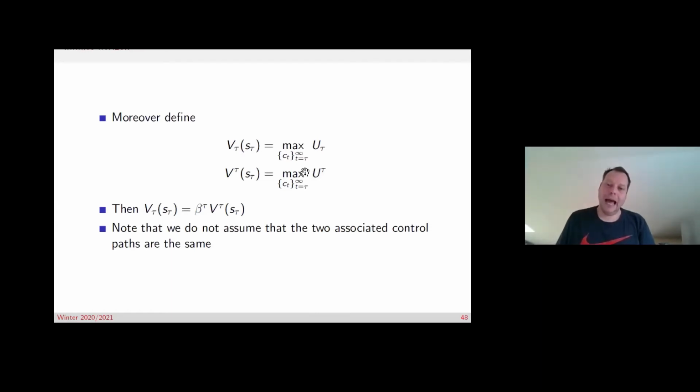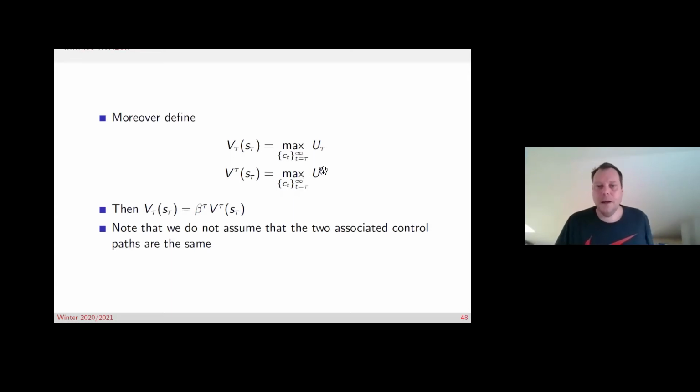Okay, and I'm not saying here, and this is, I think, not super relevant at this point, that the control paths are the same. Okay, so this holds for general control paths that are maximal. It could be, for example, the case. It turns out that it's not, but it could, at least in general, be the case that the optimal control path that you pick in period 0 for what happens in 5 years differs from the control path that you pick once you are in five years.